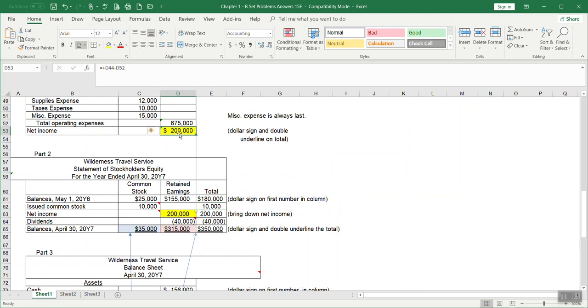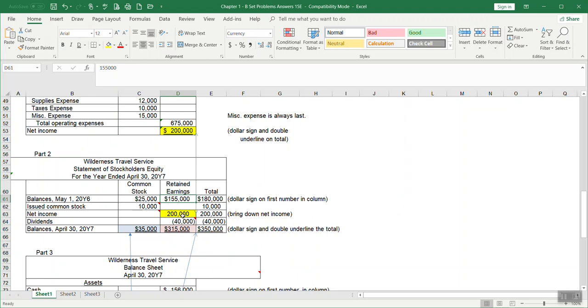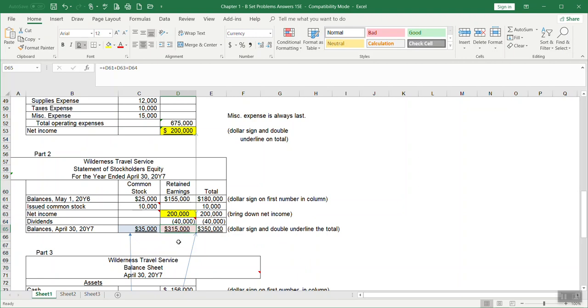Next, I will bring down my net income of $200,000 to the retained earnings part. And then I will list my $40,000 as a negative there for my dividends. So 155 plus 200 net income minus 40,000 paid as dividends gives me ending retained earnings of 315. And again, I'll bring the 200 and the negative 40 over to the total column.